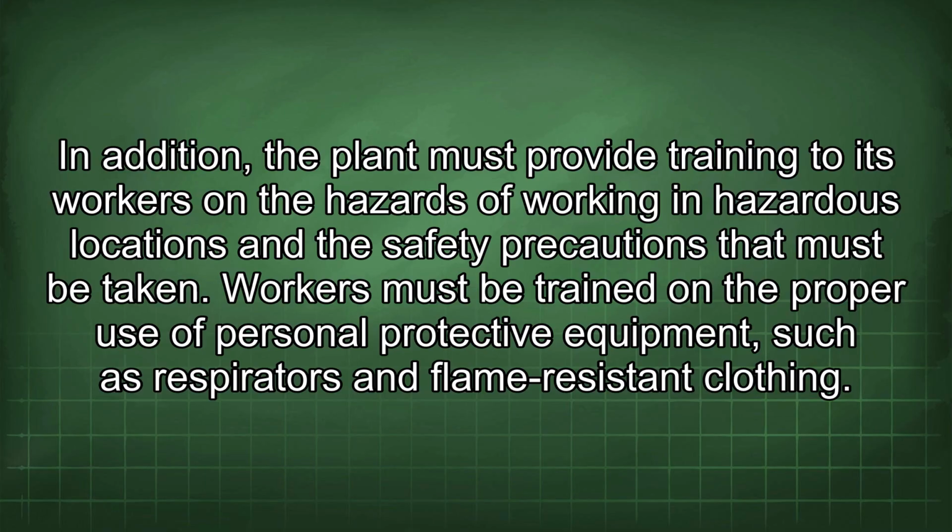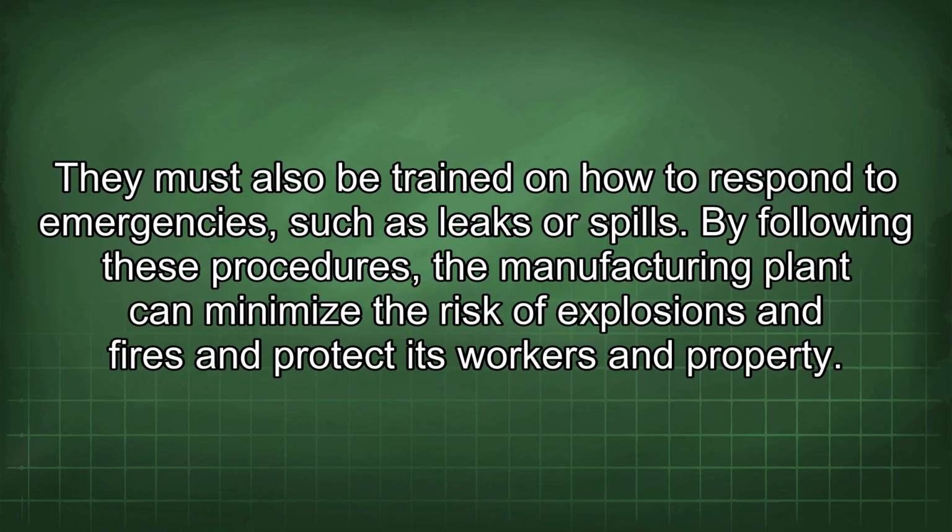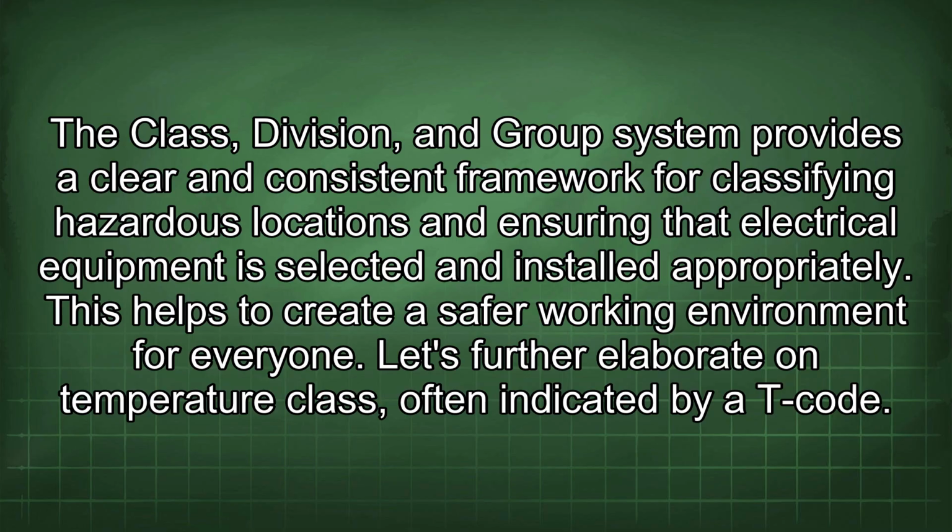Workers must be trained on the proper use of personal protective equipment, such as respirators and flame-resistant clothing. They must also be trained on how to respond to emergencies, such as leaks or spills. By following these procedures, the manufacturing plant can minimize the risk of explosions and fires and protect its workers and property. The class, division, and group system provides a clear and consistent framework for classifying hazardous locations and ensuring that electrical equipment is selected and installed appropriately. This helps to create a safer working environment for everyone.